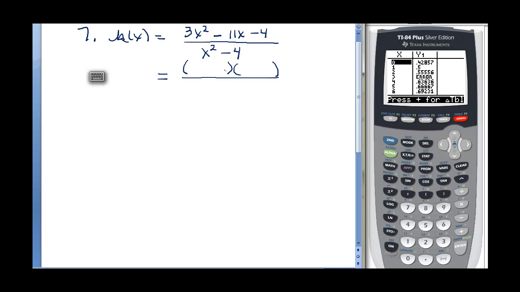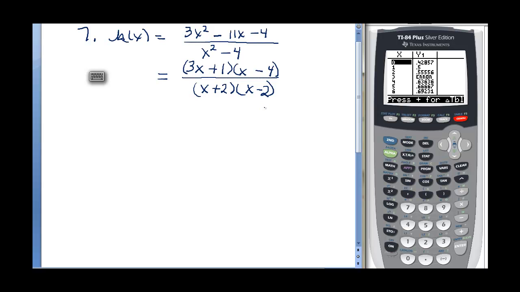To get the 3x squared, I'm going to go 3x times x. I need to get 11 in the middle, so I'm going to put -4 here and plus 1 here, and I think that will work out. You can distribute that out and check it if you would like. On the denominator, I'm going to have x plus 2 and x minus 2.